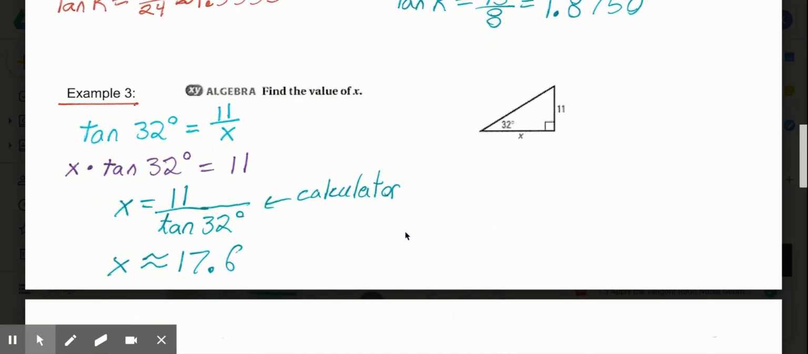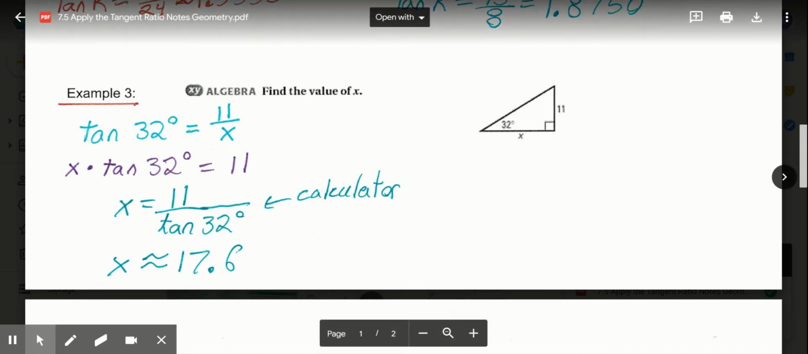Now, the other way that tangent is typically applied is in algebra. And when you move on to algebra 2, you will see a lot of these trigonometric ratios, especially if you go into higher levels such as calculus or pre-calculus. So in this case, how we find the value of x, we set it up with the information that we were given. We knew 32 degrees, so the tangent of 32 degrees would be opposite side of 11 over adjacent side of x. Then we need to solve for x.